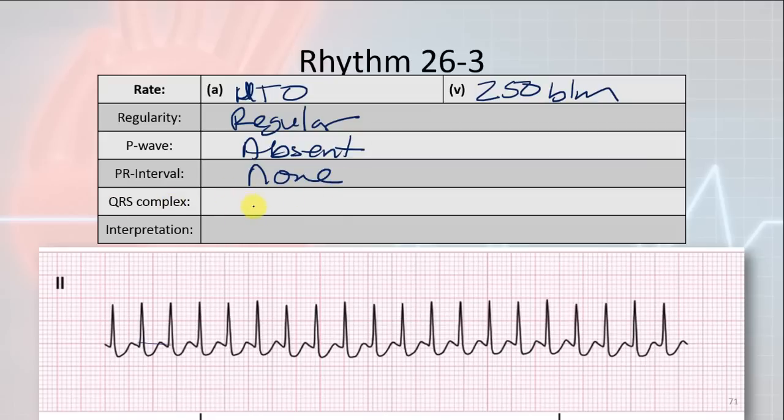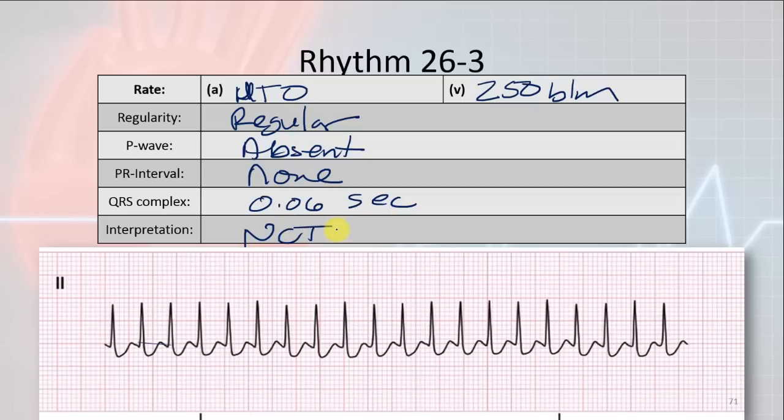QRS complex is going to be narrow for sure, so we'll just say 0.06. It looks like it's really narrow. Second, don't forget to identify your numbers. Interpretation, well, it looks like it is narrow, so I'm going to go ahead and call this narrow complex tachycardia.